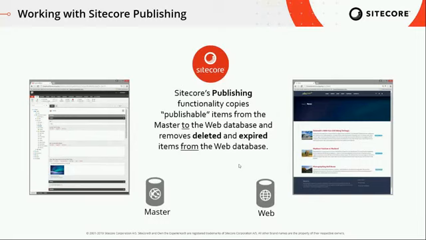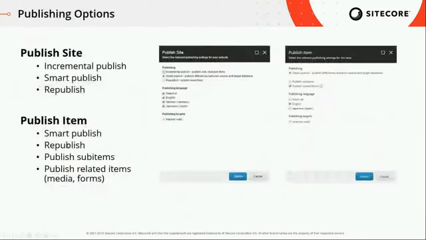So let me give you two more terminologies in our Sitecore world. The work in progress site is also known as the Content Management Server, CMS. The live site is known as the Content Delivery Server, CDS. When you go to publish an item, you have a couple of options here. You have the ability to publish the site or publish the item.